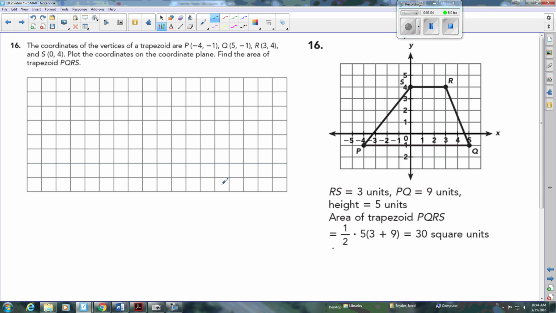Same idea here. It says plot these, and then find the area of the trapezoid. If you plotted it correctly, you got that. And then you need to fill it in. So it's 1, 2, 3, 4, 5, 6, 7, 8, 9 is one side by 3. So 3 plus 9 is 12. Times 5 is going to be 60. Times 1/2 is going to be 30 square units.